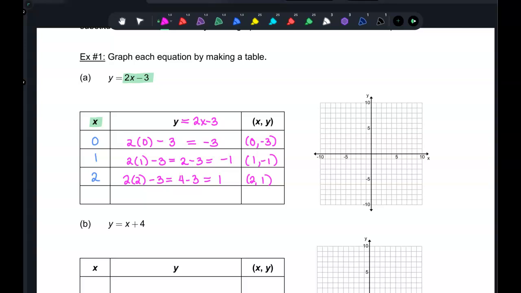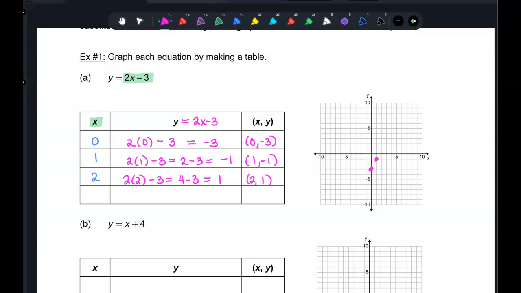0 is here. Negative 3 goes down, down, down. 1, 2, 3, right here. There we go. Do we see that? Okay, now where do we put 1, negative 1? Charlie, can I do the third one? Sure. Over 1, and then 1 down. Perfect.